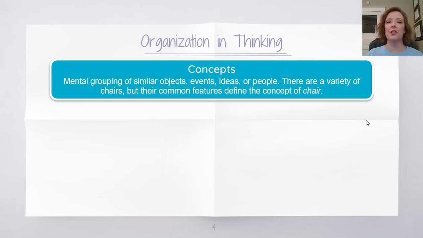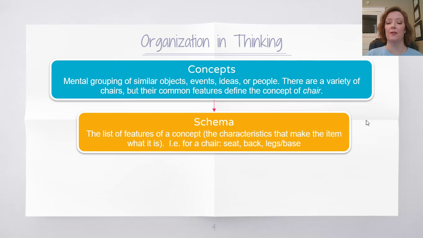Kind of the largest category or largest grouping of how we think about organization and thinking is a concept. This is a mental grouping of similar objects, events, ideas, or people. There are a variety of chairs, but their common features define the concept of chair. And then we get a little bit more specific and we talk about schemas. This is the list of features of a concept, the characteristics that make the item what it is. So, for example, a chair is going to have some type of a seat, some type of a back, and some type of legs or a base.